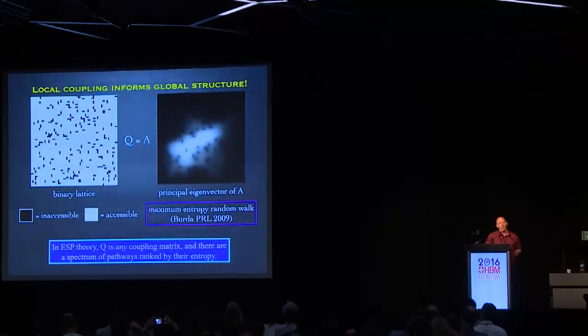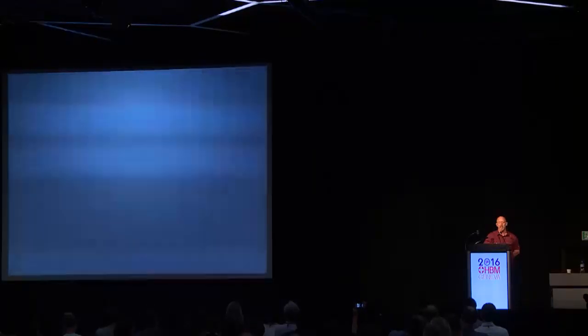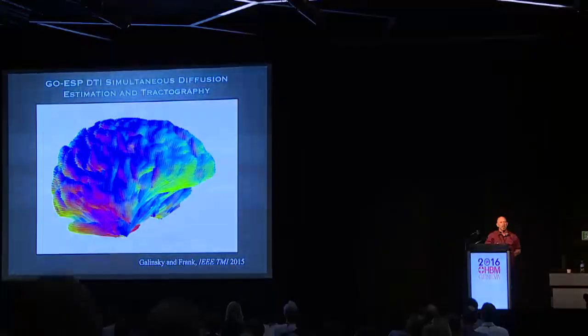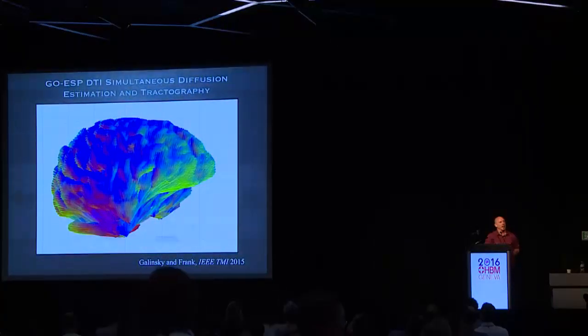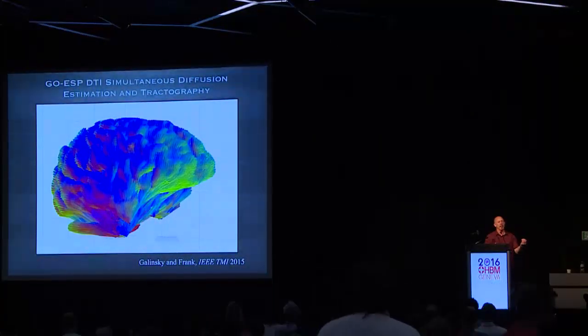So the ESP theory really is that Q is any coupling matrix. And the important point is that the coupling matrix is user-defined. So whatever problem you have, if you can generate Q, then you can use that. And in fact, we use this for our diffusion tractography, where we use local coupling information to generate global tracks.